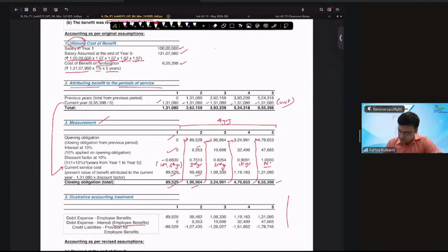See, 1 crore into 1.07 raised to 4, 1,31,07,960. If I go by 1%, this comes to 655,398. I am going at 2.5%. चलो ठीक है, ये कैलकुलेट कर लेते हैं. Okay, into 2.5%. So that comes to 3,27,699 into 5. Sorry, 1638,495.